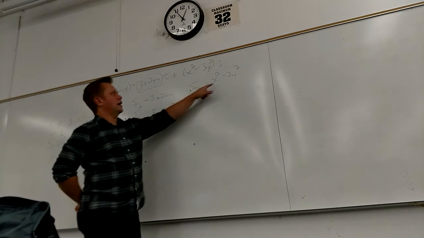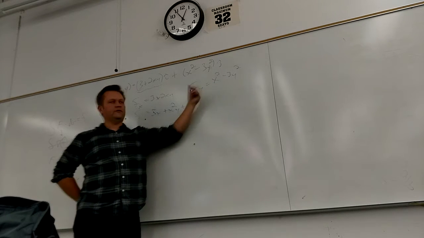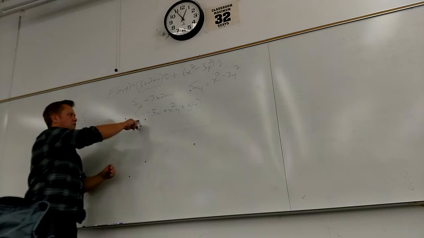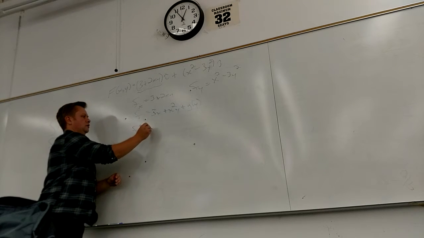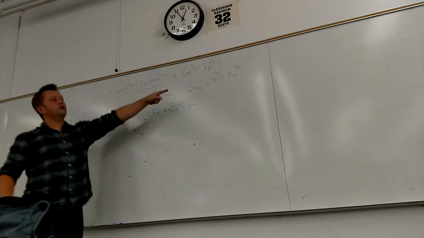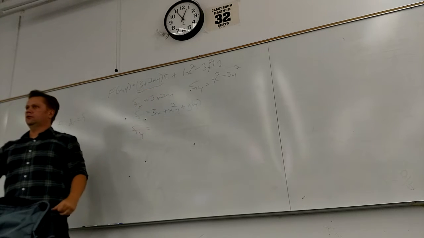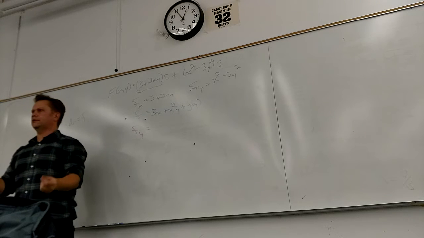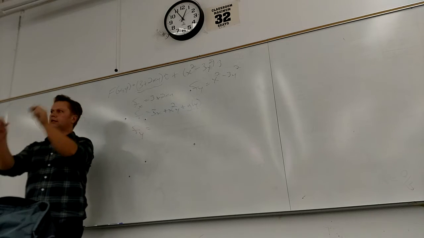I know what f_y is supposed to be, and I've got an expression for f. So if I take the partial, I can compare it to what I know it's supposed to be. Get the idea of it, and you don't have to memorize the process. If you get the idea, you know exactly what to do.